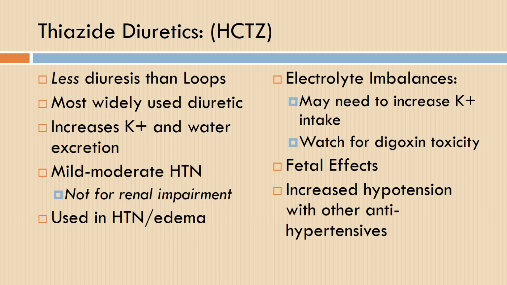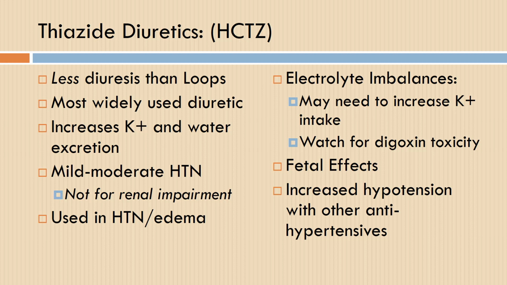Thiazide diuretics have less diuretic effect and a lesser likelihood of fluid and electrolyte imbalances, although it could happen. They are used as a maintenance diuretic in the treatment of mild to moderate hypertension. It takes about 4 to 6 weeks before thiazides have a full effect, so they don't act anywhere near as quickly as the loop diuretics. They would not be a good choice for renal impairment.